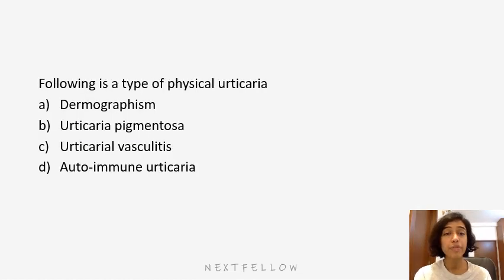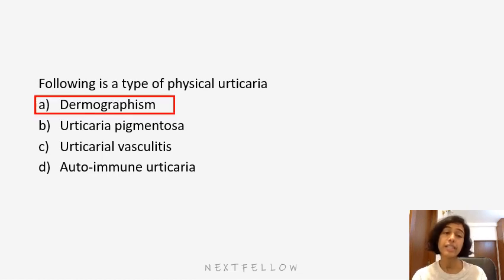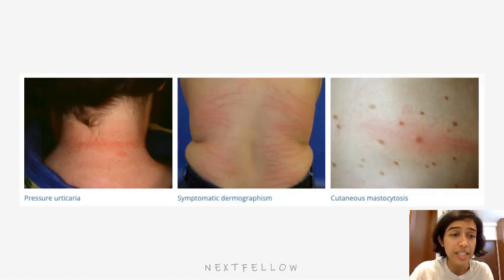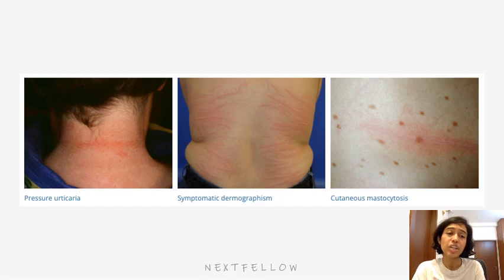Following is a type of physical urticaria. Dermographism, urticaria pigmentosa, urticarial vasculitis, and autoimmune urticaria. So the answer here is again dermographism. It's a type of physical urticaria. So physical urticaria can be due to heat, due to cold, due to pressure, due to just touch. So this is what dermographism is. It's basically an exaggerated wheal and flare response to pressure, say by a pen or by any pointed substance.